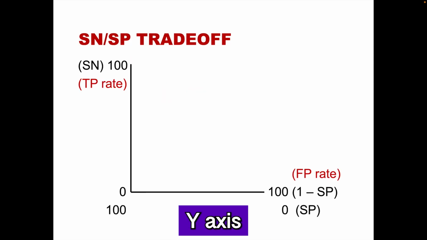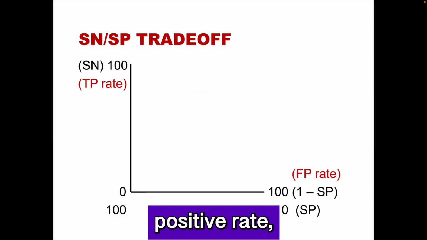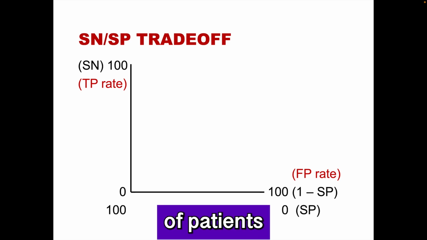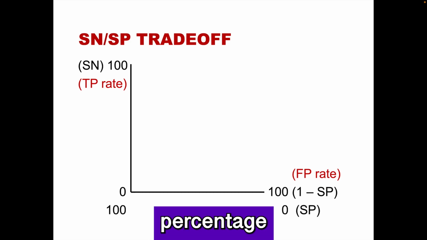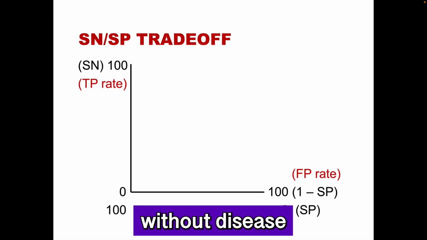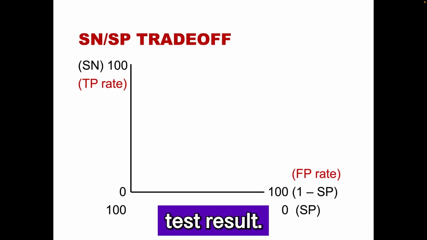Sensitivity on the y-axis can also be thought of as the true positive rate, or the percentage of patients with disease who had a positive test result. 1 minus specificity on the x-axis can also be thought of as the false positive rate, or the percentage of patients without disease that had a positive test result.